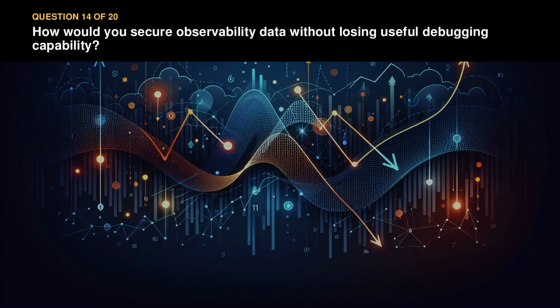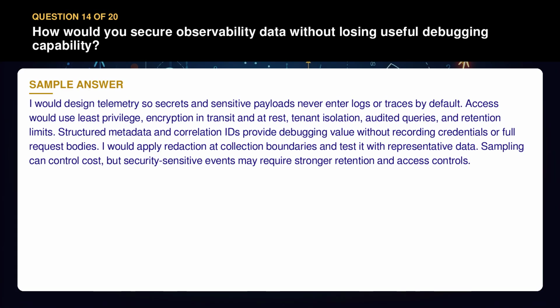Question 14. How would you secure observability data without losing useful debugging capability? I would design telemetry so secrets and sensitive payloads never enter logs or traces by default. Access would use least privilege, encryption in transit and at rest, tenant isolation, audited queries, and retention limits. Structured metadata and correlation IDs provide debugging value without recording credentials or full request bodies.